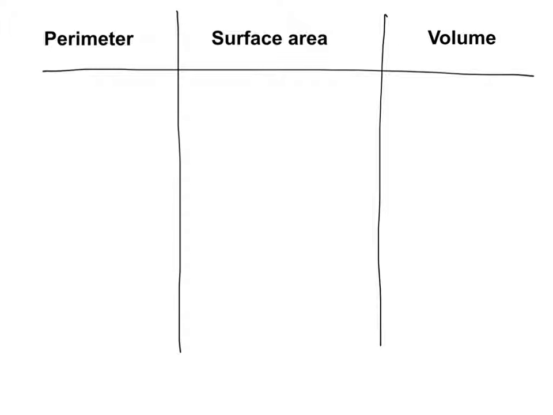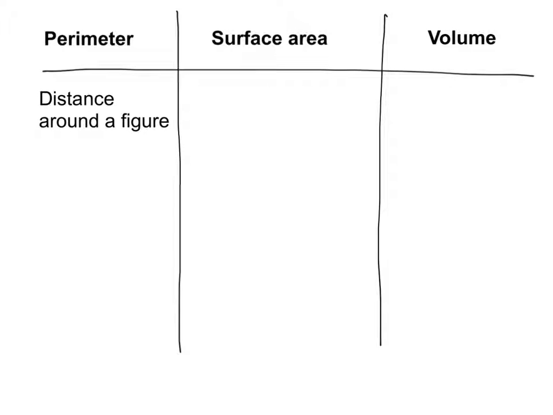So what is perimeter? Atharva, what's perimeter? The length around the figure. Good. It's the distance around a figure. Right? So perimeter is the distance around a figure.